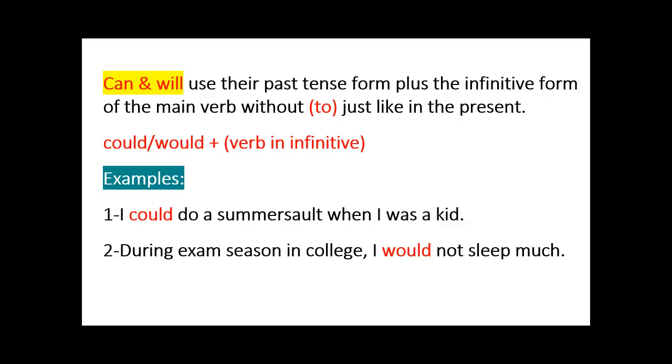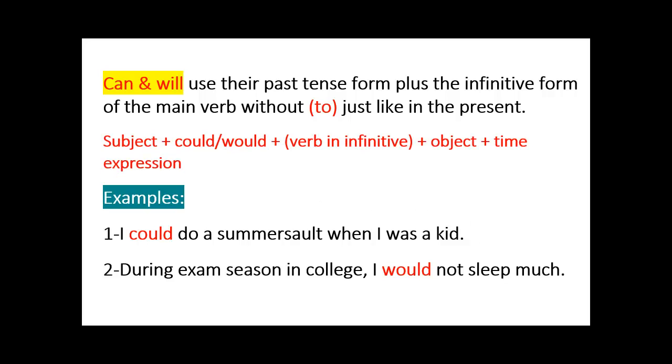And here's the format to make it a little bit clearer. Subject is I, and could is the past of can, okay? And then do is the verb in infinitive, and then the object, somersault, and then the time expression here, when I was a kid, to tell you that it was in the past, okay? Or we can do the opposite.